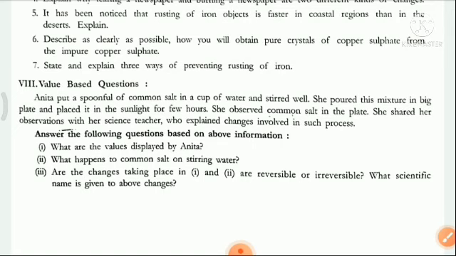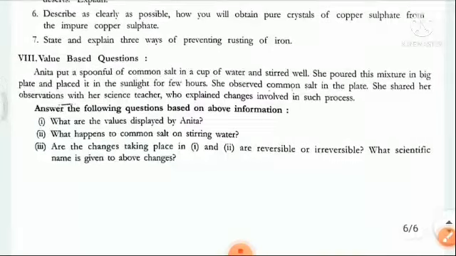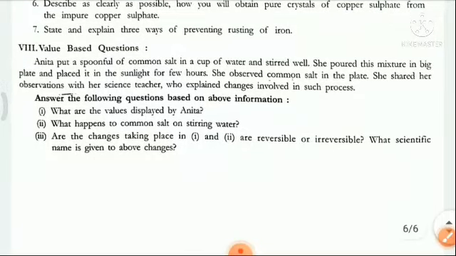It is completely dissolving common salt in water and making a solution. So these are completely a physical change, and so these are reversible changes. The changes occurring here are, one is evaporation and the other one is dissolving.